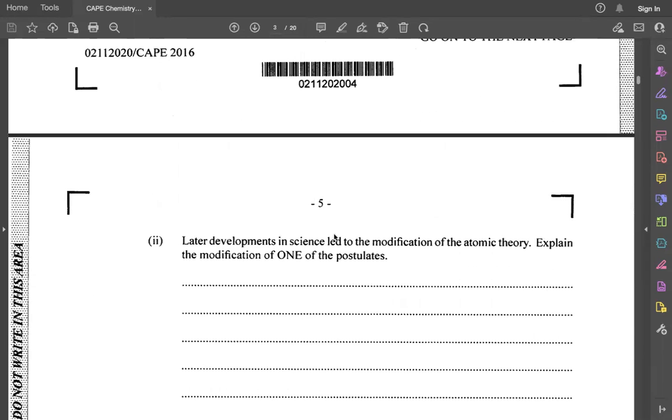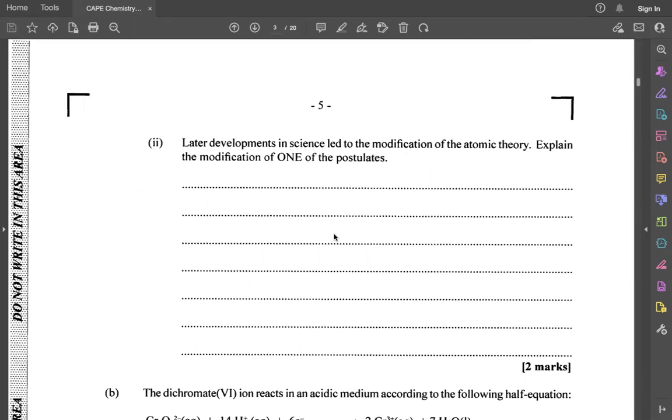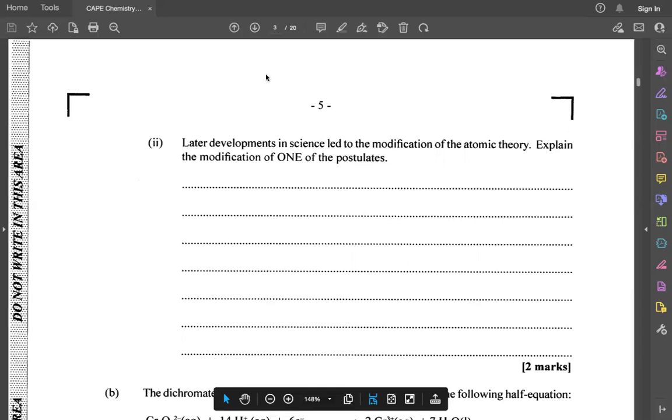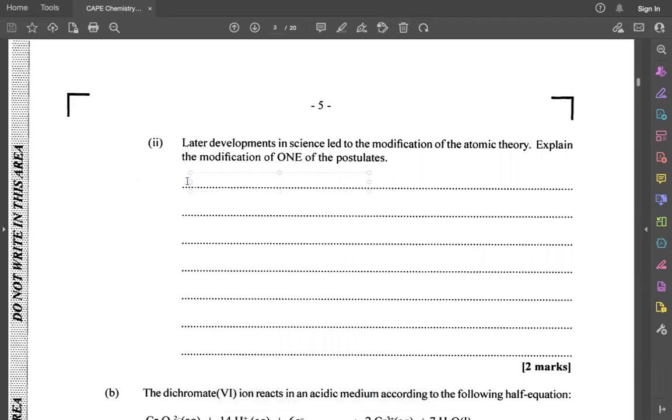Then they're asking us, for 2 marks, that later development in science led to the modification of Dalton's atomic theory, which we were just discussing above. Explain the modification of one of the postulates. Now, there are several modifications, but the one that we'll focus on here for these 2 marks is the first one, where he said that atoms of the same element are exactly alike. We now know that that's not true, right?